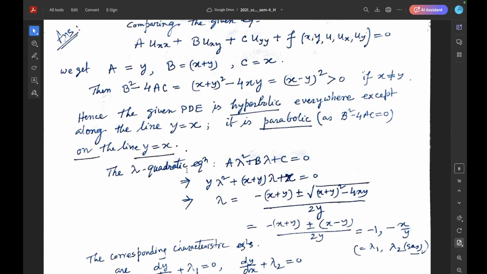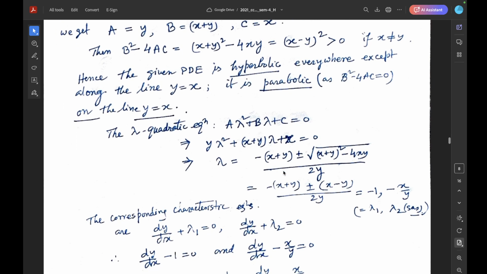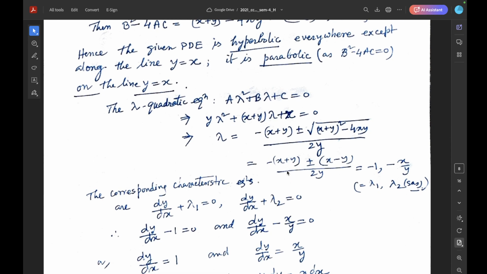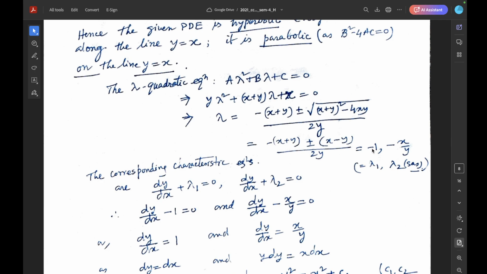Now the quadratic equation Aλ² + Bλ + C equal to 0, this is equal to yλ² + (x + y)λ + x equal to 0. So λ equal to, by the quadratic formula, minus (x + y) plus or minus (x - y) divided by 2y, this equal to -1 and -x/y. This is -1, say λ1, and -x/y, say λ2. Two roots of this λ quadratic equation.